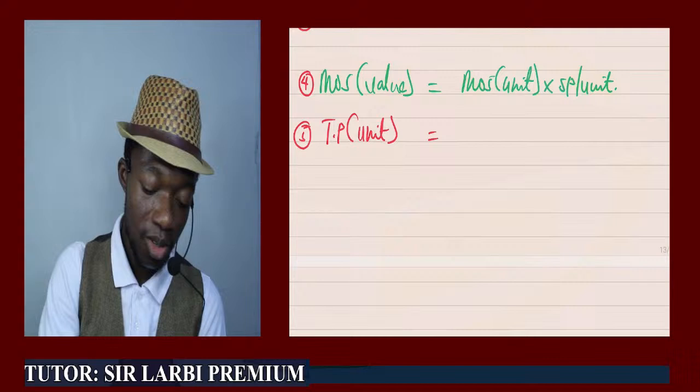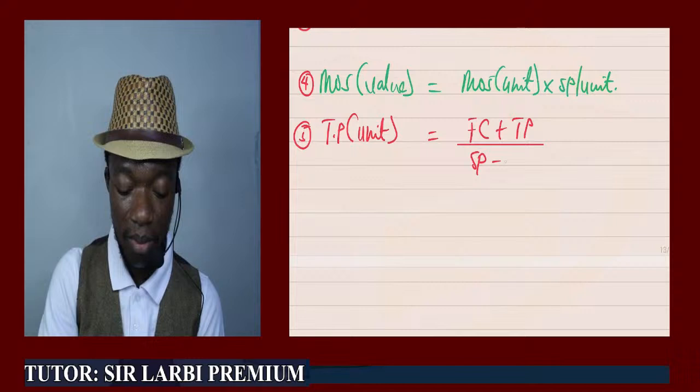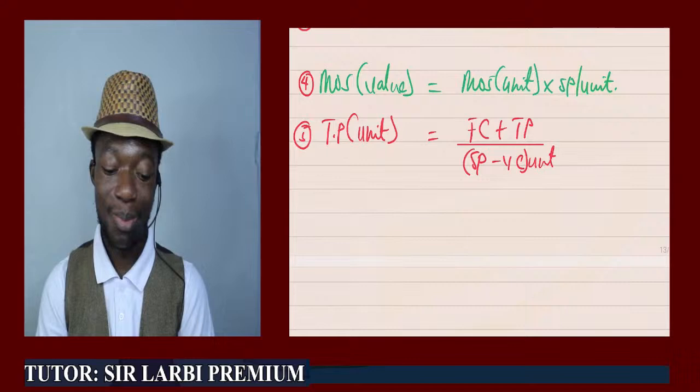Fixed cost plus what? Fixed cost plus target profit, divided by what? Selling price minus the variable cost, or per unit. And that will give us our target profit in terms of units. Then in value, what do you do?